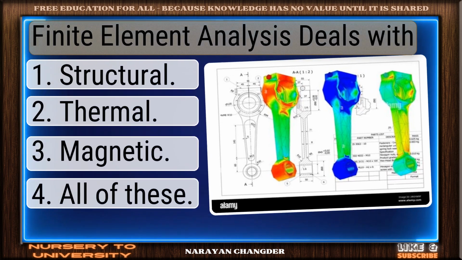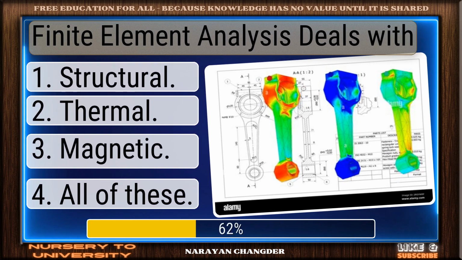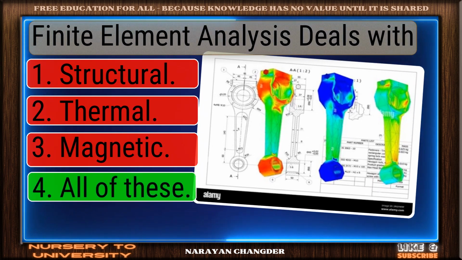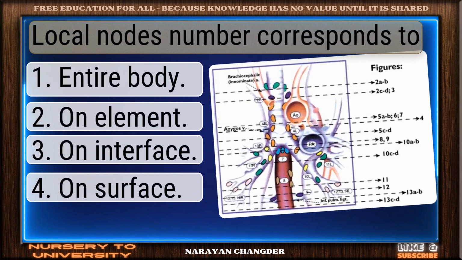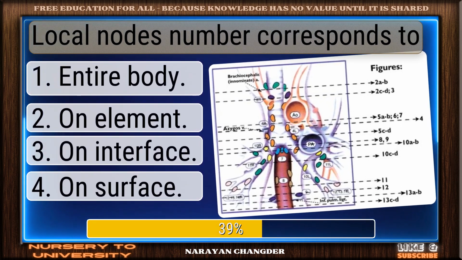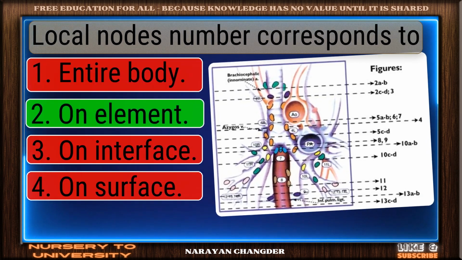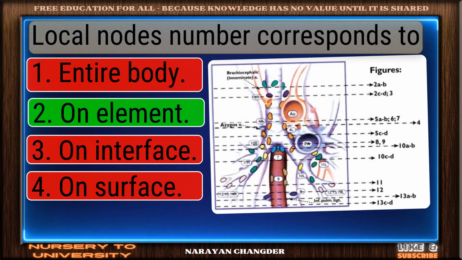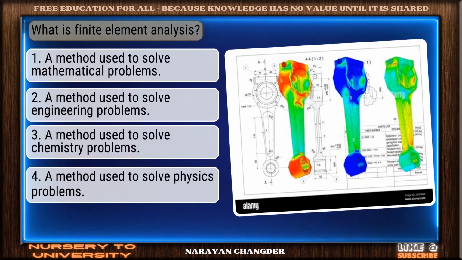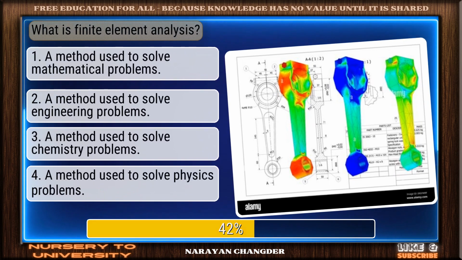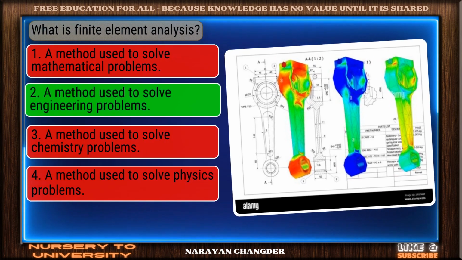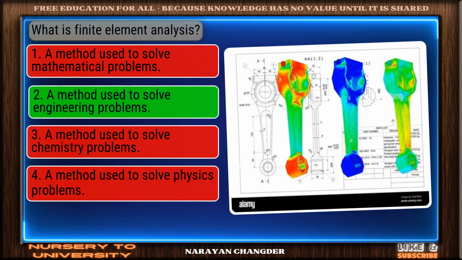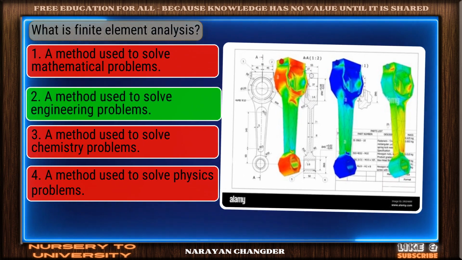Finite element analysis deals with what? Strong choice. All of these is the right answer. Local node number corresponds to the element. Clear logic. Your choice, element, is sound and 100% true. What is finite element analysis? On track. A method used to solve engineering problems is the correct answer.